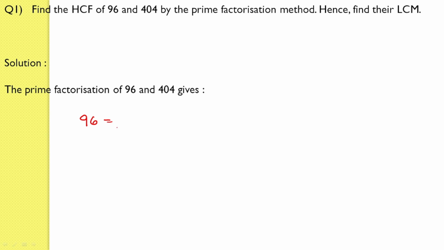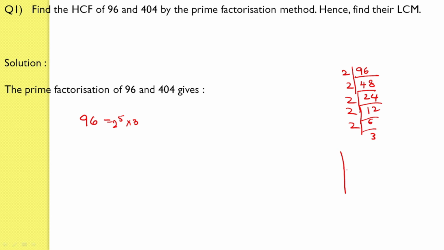Find the HCF of 96 and 404 by prime factorization. Hence find their LCM. So we have been given two numbers, 96 and 404. Let's consider 96 and do the prime factorization, step by step, starting with 2. 2 4s are 8, 2 8s are 16, 2 2s are 4, 2 4s are 8, 2 12s are 24, 2 6s are 12, 2 3s are 6. So this is nothing but 2 power 5 multiplied by 3.